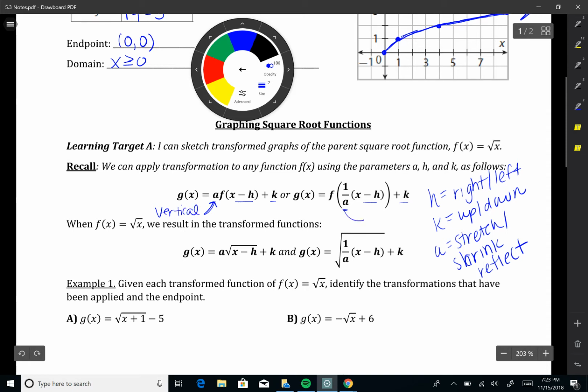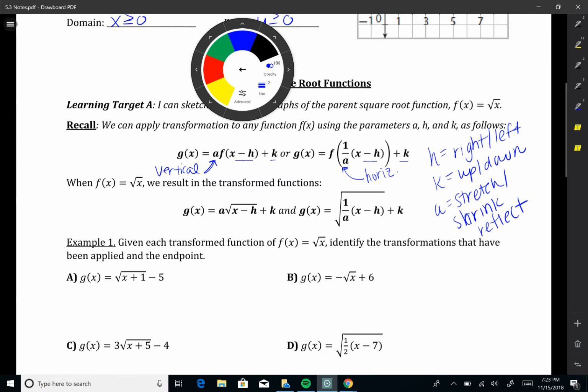When A is on the inside, remember we always have to flip it, and that's a horizontal. So we always think reciprocal. And remember our H, we always think opposite. So I always say anything that happens to the X's, anything that's horizontal, is complicated. Well, we can apply that to any parent function. So when we apply it to f of x equals the positive square root of x, it looks like these two things we have down here.